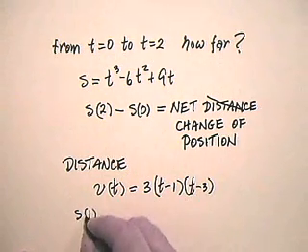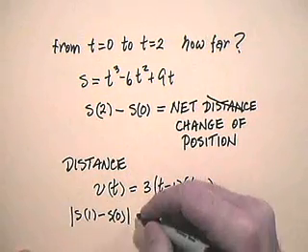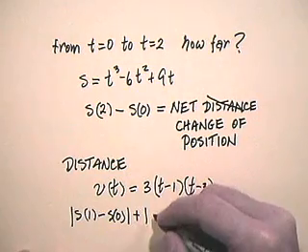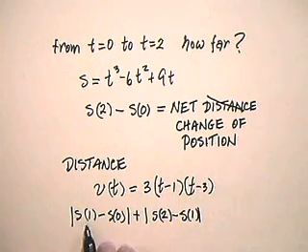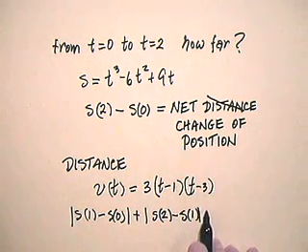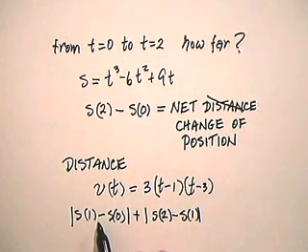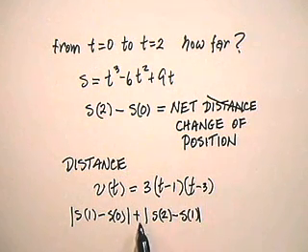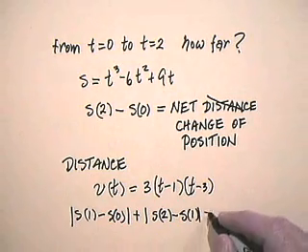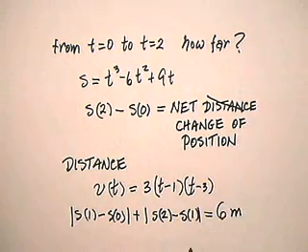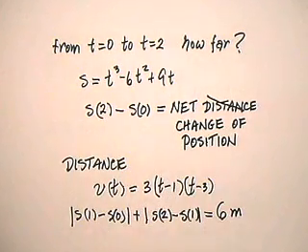That would be s of 1 minus s of 0. We want that distance, and then plus the absolute value of s of 2 minus s of 1. In other words, we want the sum of those two distances traveled. And when we compute the difference s of 2 minus s of 1 and take the absolute value, this works out to 6 meters, whereas if we simply take the change in position, we would think that it was only 2 meters.